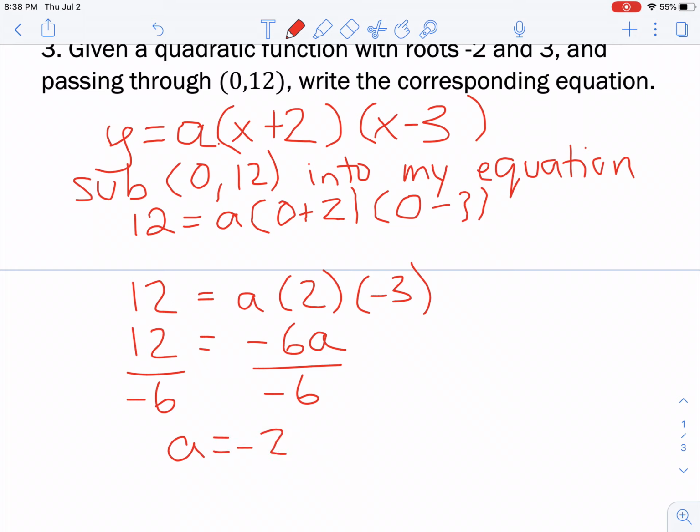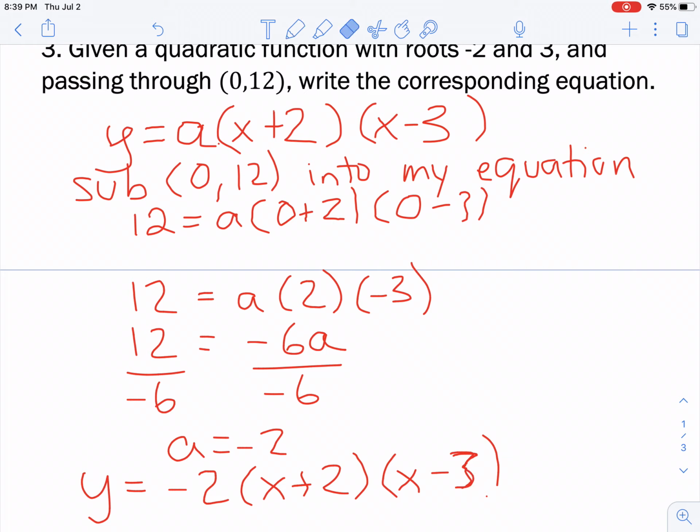So my final equation then, the quadratic equation, is y equals -2 times x plus 2 times x minus 3. And if you wanted to check that the y-intercept was correct, you could take the last term in each bracket, so 2 times -3 is -6, and multiply it by -2, and you should end up with +12, which we do.